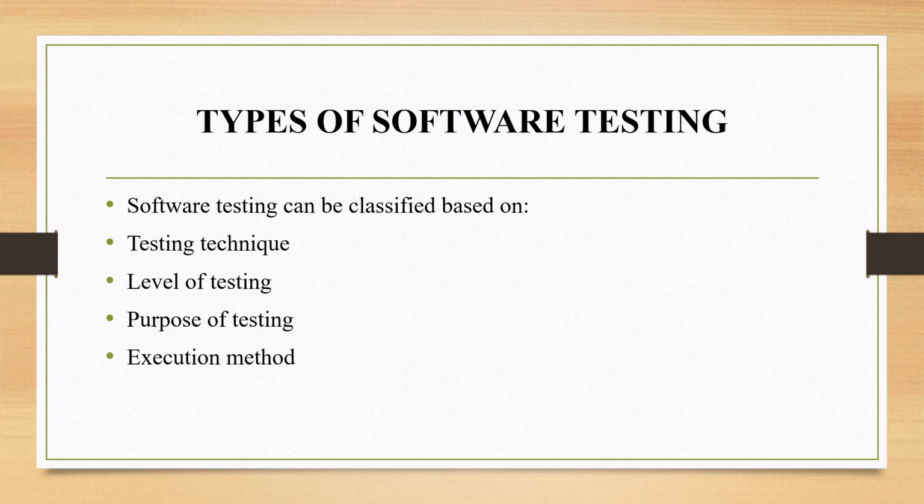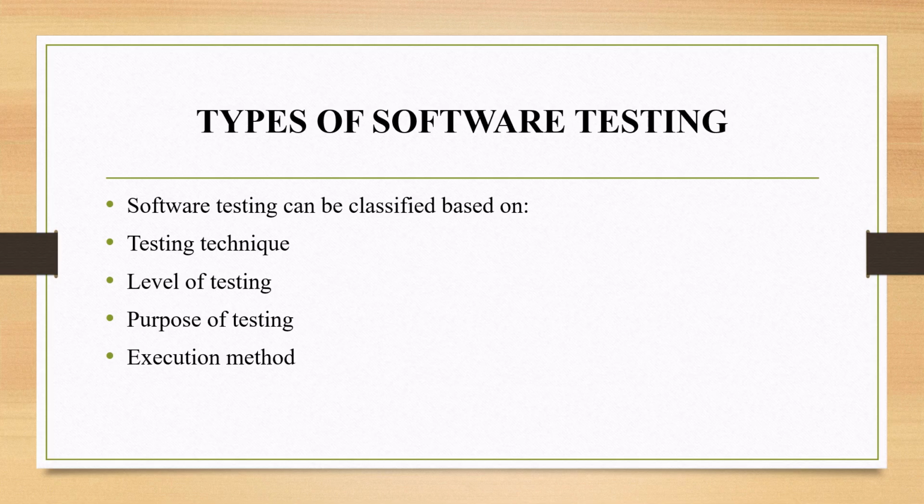Based on the testing level, there are some types. First one is unit testing. Each individual component or module is tested separately, usually done by the developers. For example, testing only the login function. Next one is integration testing: testing the interaction between different modules. For example, login module plus database.